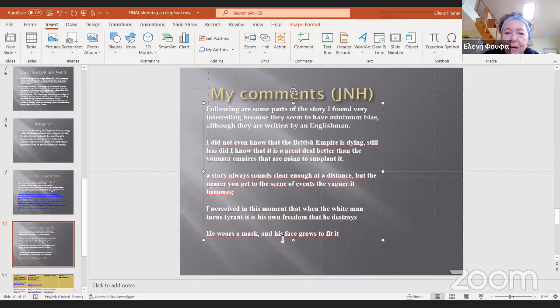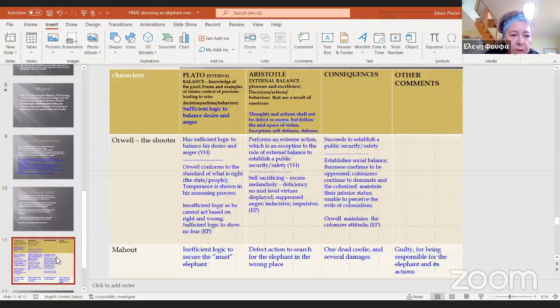Thank you. Another quote: "I perceived in this moment that when the white man turns tyrant, it is his own freedom that he destroys." I think we can also say, in the context of the Burmese colonial experiment, we know what the white man refers to: the exploiter, he who exploits. And finally, "He wears a mask and his face grows to fit it." Wonderful quote. Okay, so now we go to our chart.